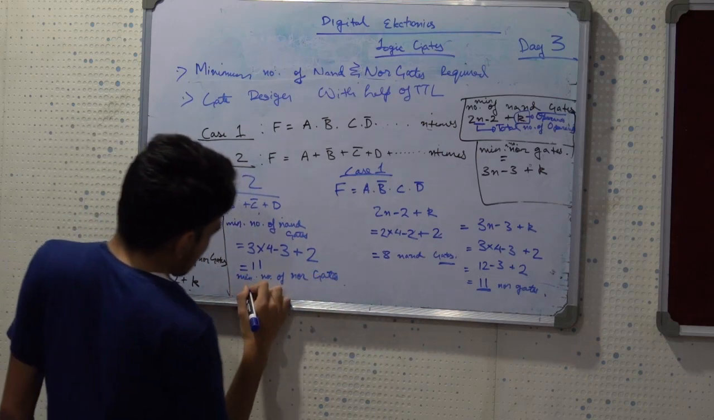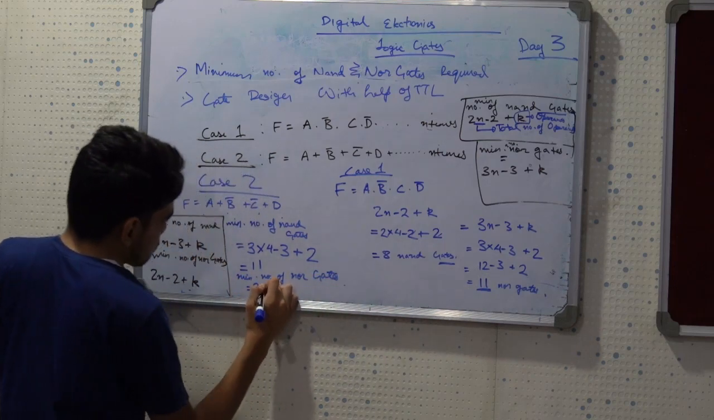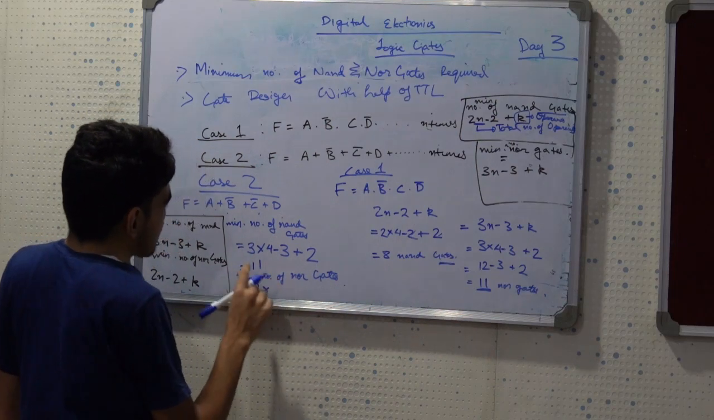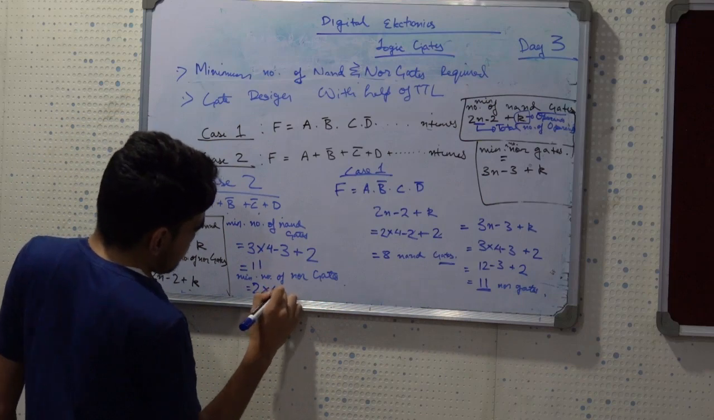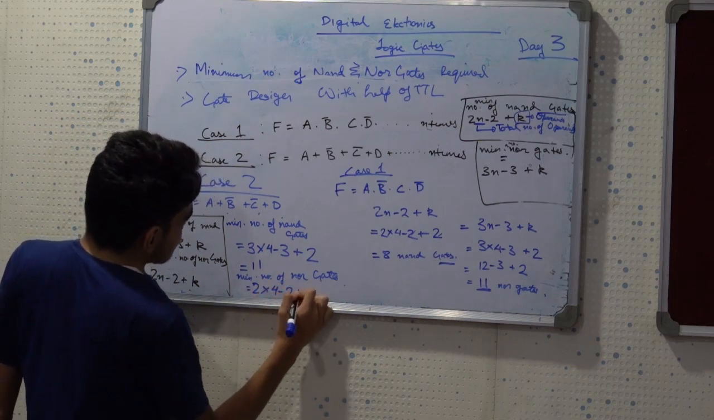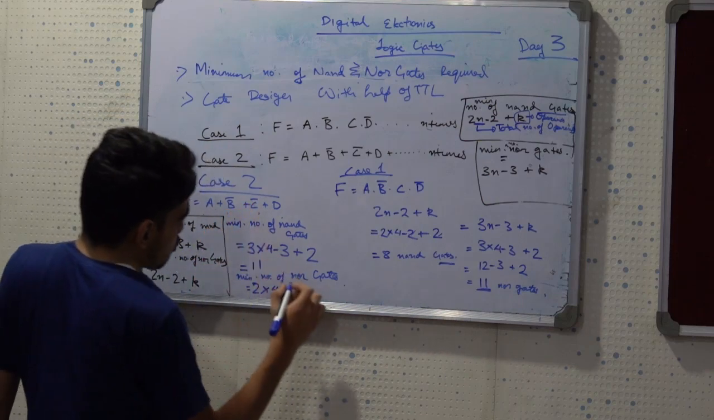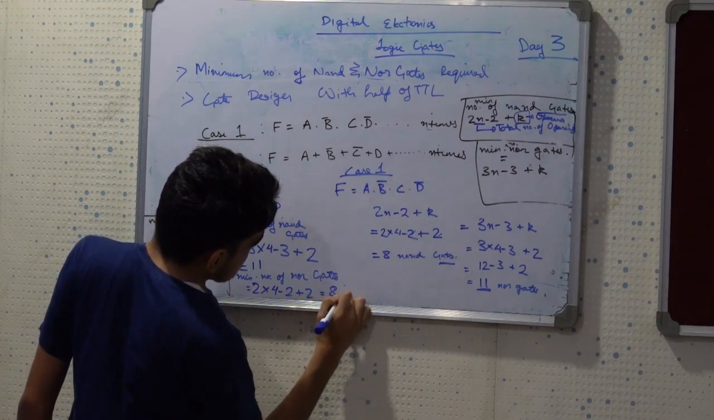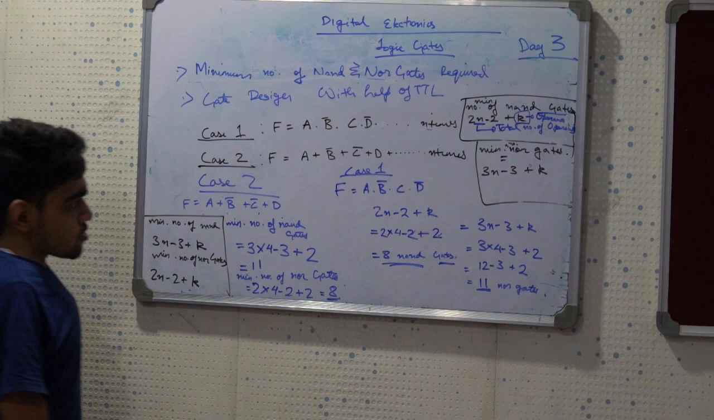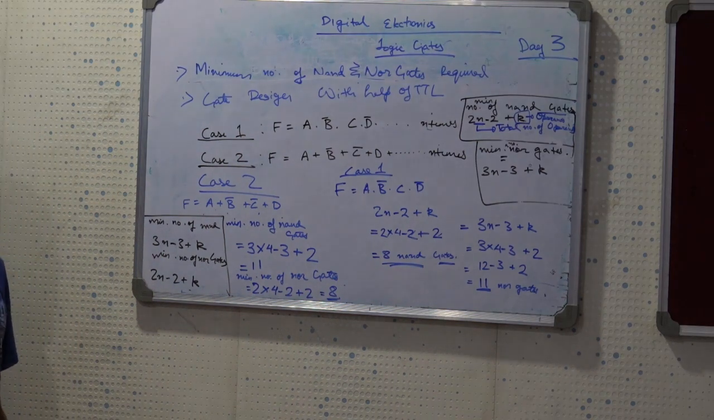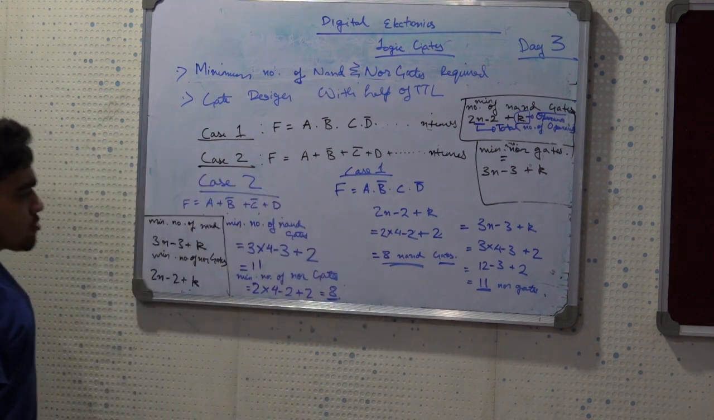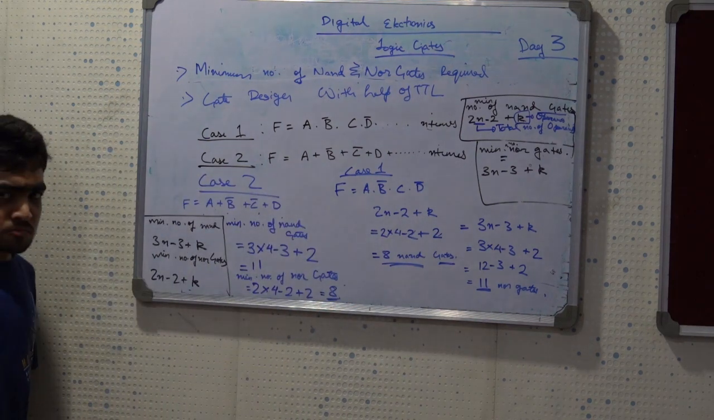is 2 into n, n is 4, minus 2 plus k. K over here is 2. That is equal to 8. So these are the 2 cases which are already done, and you can have a look at it also.